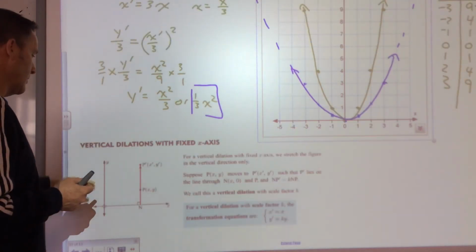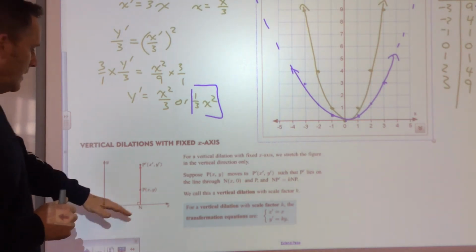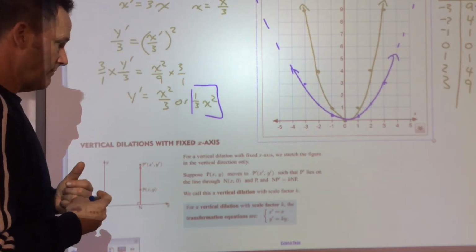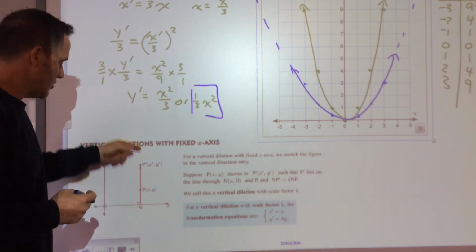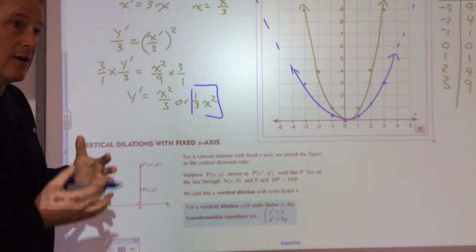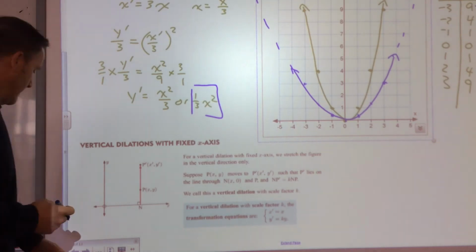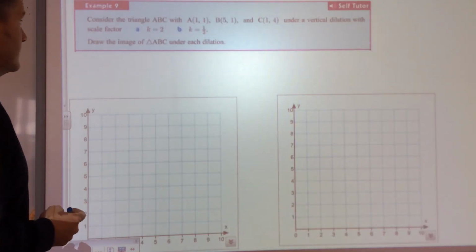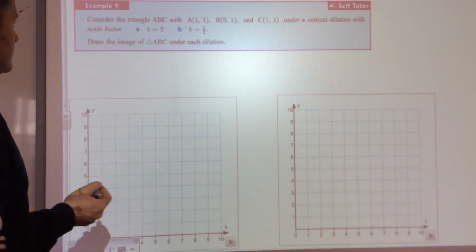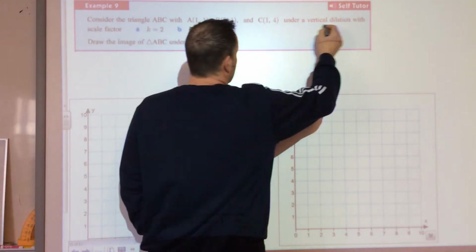Now, that's when we have a dilation for x and y. The next thing we're going to talk about is a vertical dilation. And a vertical dilation only impacts y. Same idea, we have a k for a scale factor, but it's only changing our y values. And often that's what we're going to run into: most of our graphing involves a vertical dilation, but not a horizontal dilation. Now, consider the triangle ABC, under a dilation scale factor.